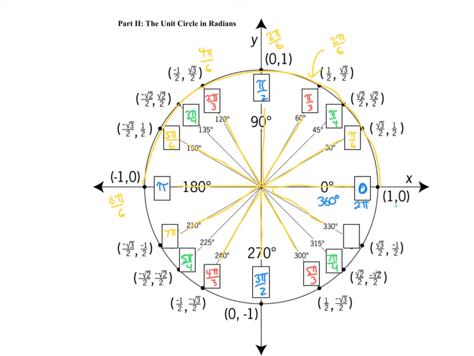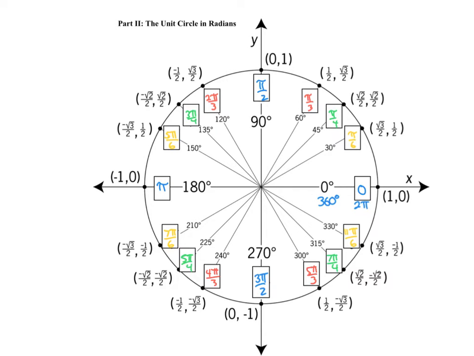7 pi over 6. And then 8 pi over 6 reduces to 4 pi over 3. 9 pi over 6 reduces to 3 pi over 2. 10 pi over 6 reduces to 5 pi over 3. 11 pi over 6 would be next. And then 12 pi over 6 reduces to 2 pi. And that's your complete unit circle with angles measured in radians and degrees.